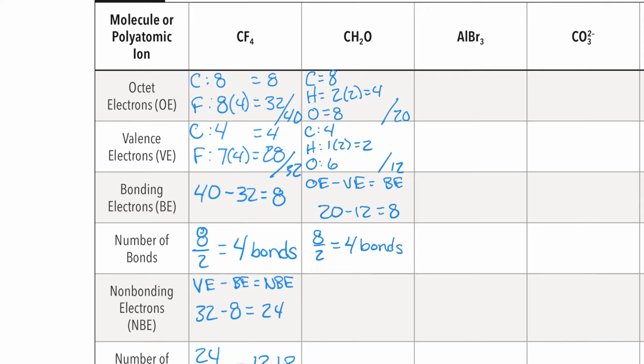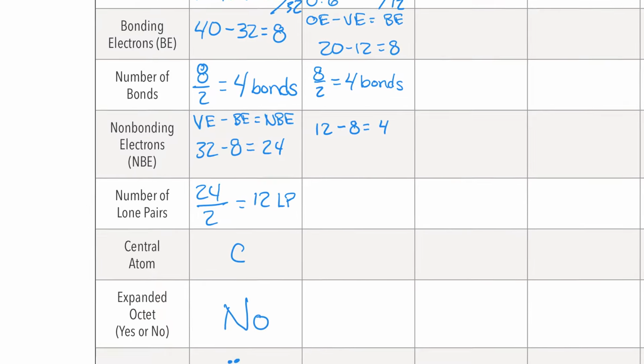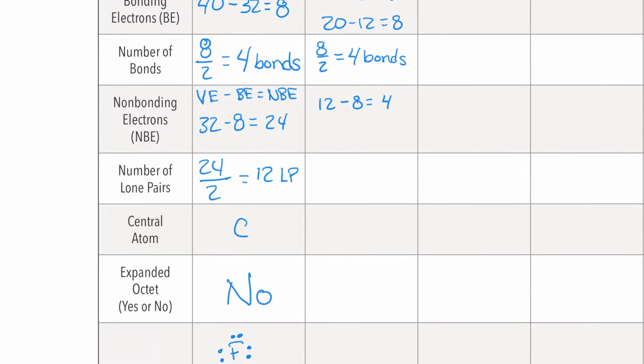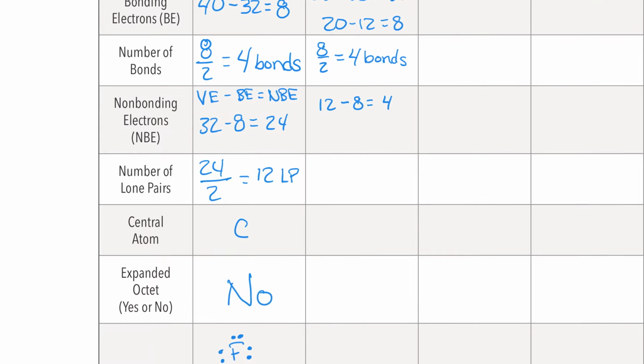And our non-bonding electrons is going to be the 12 valence that we started off with, subtracting the 8 that are in bonds, which will give us 4 non-bonding electrons. Again, our electrons stay in pairs, so when we look at our number of lone pairs, we'll take the 4 divided by 2, so that will give us 2 lone pairs.